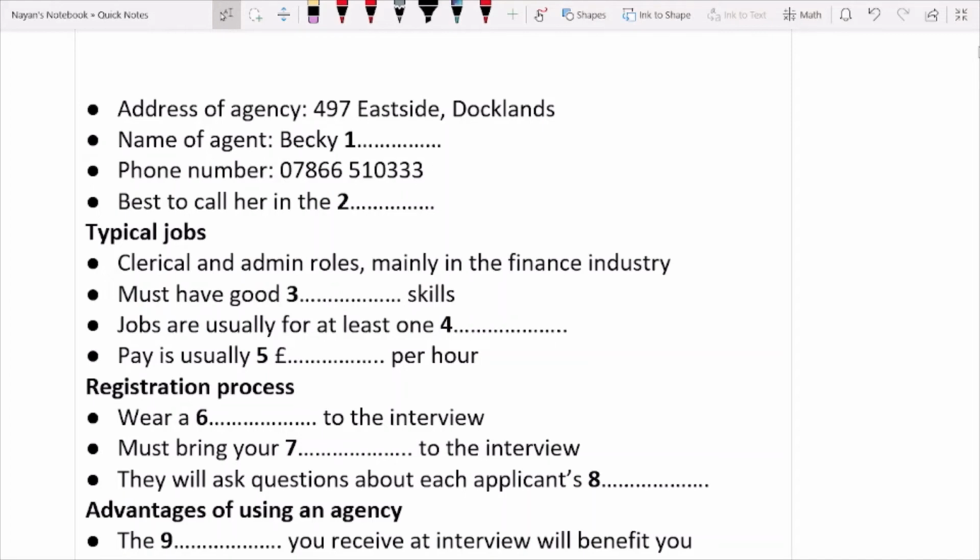She's really helpful and friendly, so I'm sure it would be worth getting in touch with her for an informal chat. It's mainly clerical and admin jobs they deal with, isn't it? That's right. I know you're hoping to find a full-time job in the media eventually, but Becky mostly recruits temporary staff for the finance sector, which will look good on your CV, and generally pays better too.